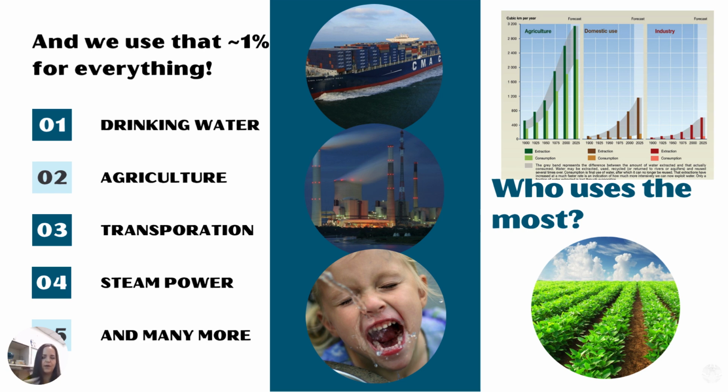Okay, so if we were talking about petroleum, for example, this would be flipped, and industry would use the most, agriculture the least, and domestic use is always in between.